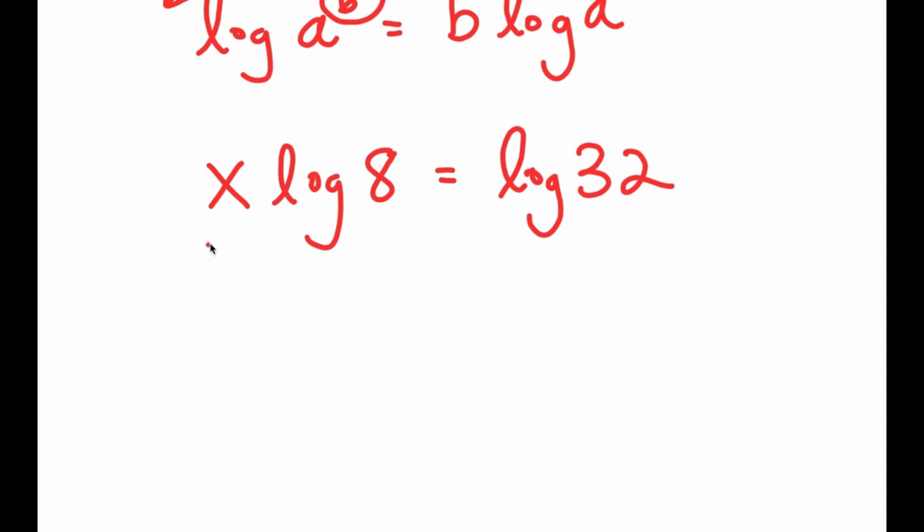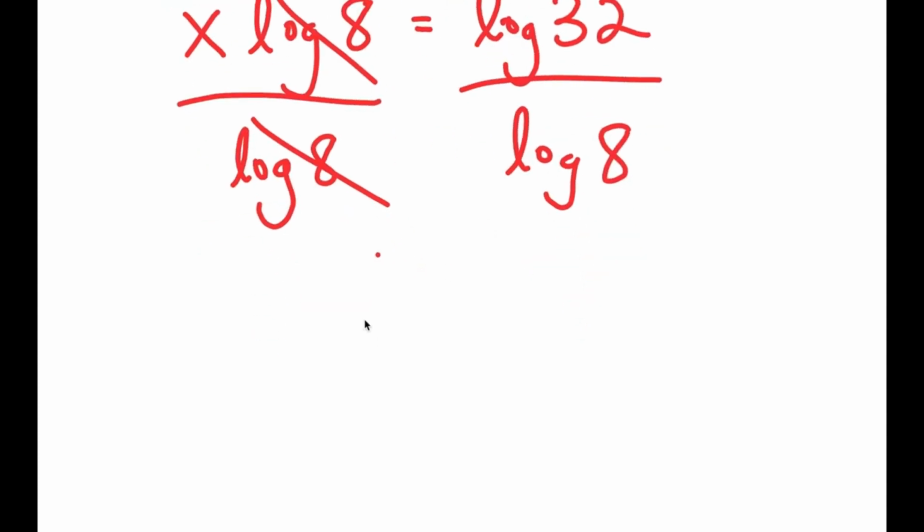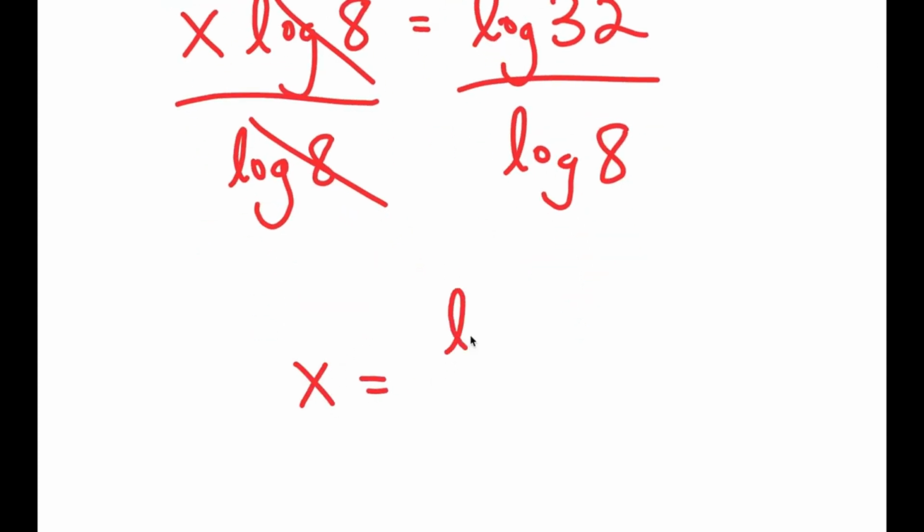Now, from here, I'm going to divide both sides by log 8 because we want to isolate x because that's what we're trying to find the value of. So now these two cancel out, and I get x is equal to log of 32 over log of 8.